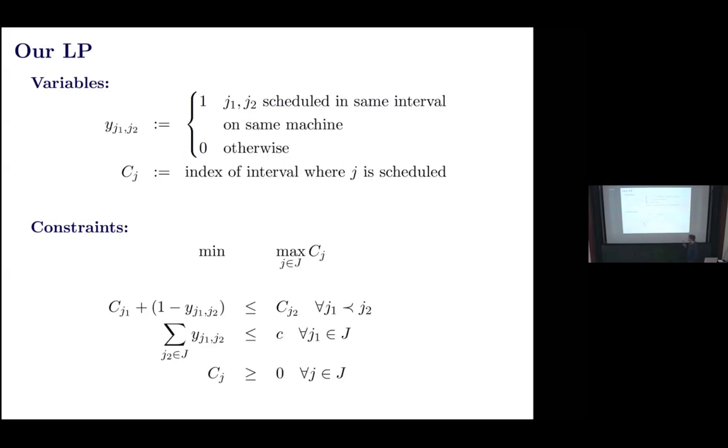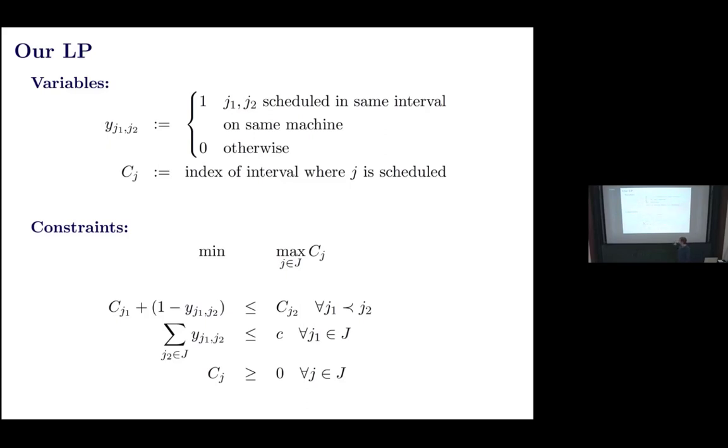And now you write down what you can enforce. You know that every job can only go together with C many other jobs. And if you have a dependence between job J1 and J2, and they are not scheduled on the same machine, then the second index needs to be one bigger than the first index. Okay, good.